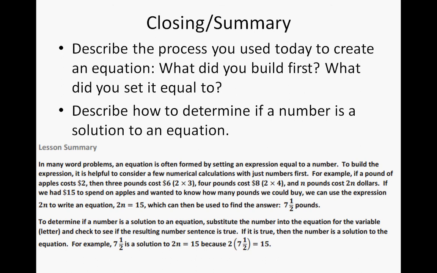If we had $15 to spend on apples and wanted to know how many pounds we could buy, we could use the expression 2 times n to write the equation 2n equals 15, which would lead us to find an answer of 7.5 pounds. To determine if a number is a solution to an equation, substitute the number into the equation for the variable or letter and check to see if the resulting number sentence is true. If it is true, then the number is a solution to the equation. For example, 7.5 is a solution to 2 times n equals 15 because 2 times 7.5 is 15.